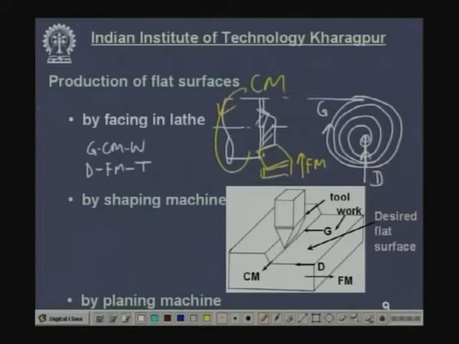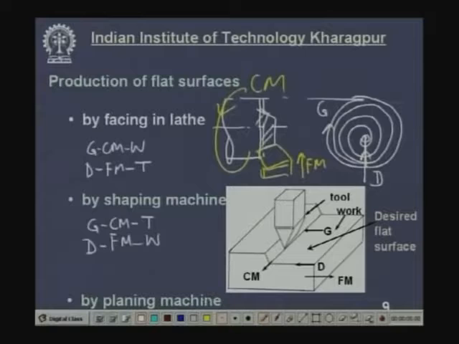Now, come to this point. This flat surface has to be produced. So, this cutting motion, which is a straight line, is equivalent to the generatrix. This generatrix moves along this path, the directrix path, which is parallel to feed motion. So, this feed motion produces the directrix, and the cutting motion imparted to the tool produces the generatrix, and we get the flat surface. So, here the generatrix is connected with cutting motion imparted to the tool, and the directrix is obtained from feed motion imparted to the job work.